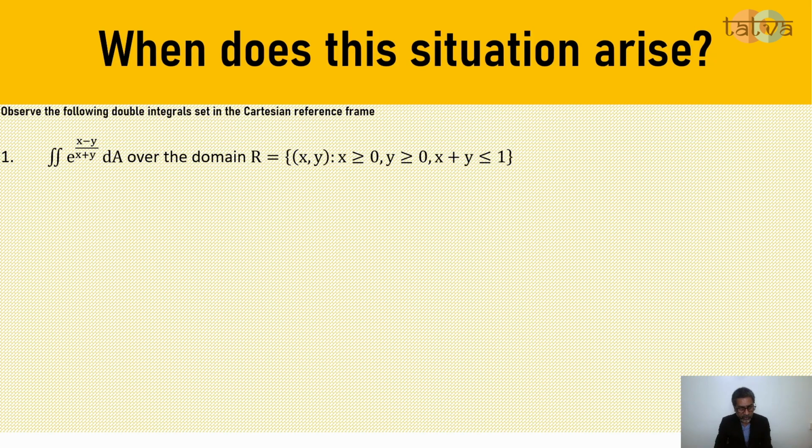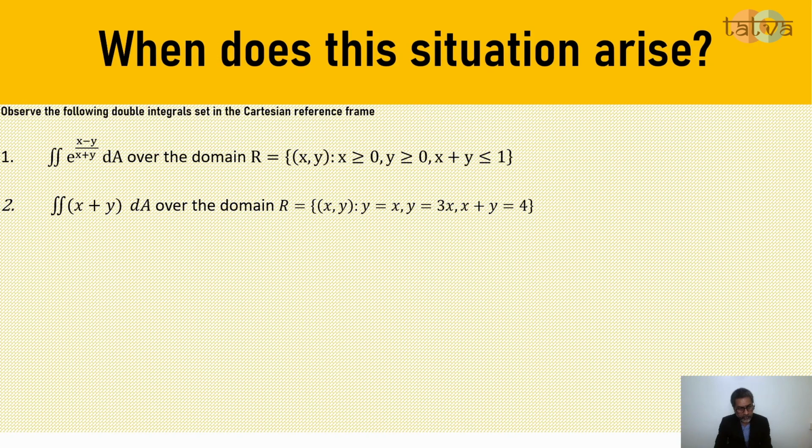That means the variables x and y may be transformed to new variables u and v by a smart substitution. We'll think about that shortly. How to design a transformation will also be explained.